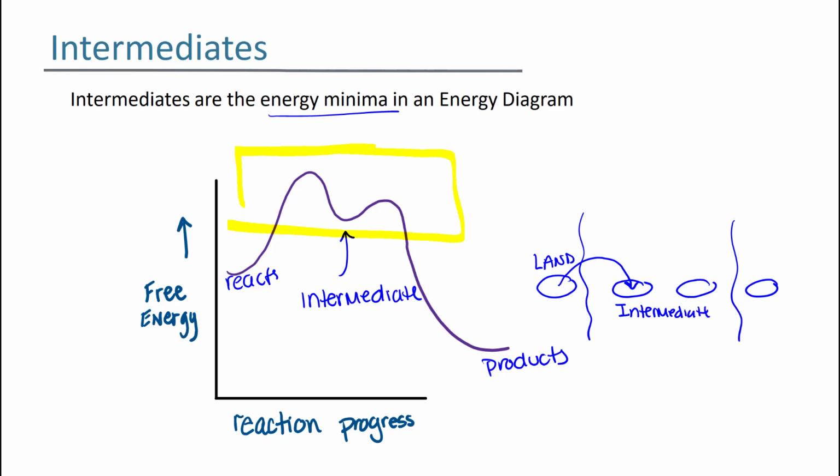And at the top of your hop is your transition state. Right? And then we can do that again. We can do another hop to another intermediate, and then we can do a hop to, again, someplace that we're stable on land. So your intermediates are the valleys between the transition states. Remember, the transition states are here and here.